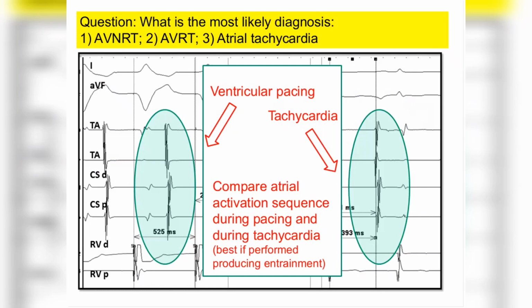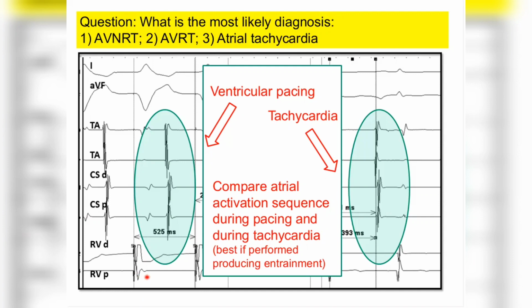In this slide, I want you to look at the right-hand side, and that is during tachycardia. All these are atrial electrograms. From the tricuspid annulus, these two, and from the coronary sinus, these two others here. And on the left panel, you see the events during right ventricular pacing.